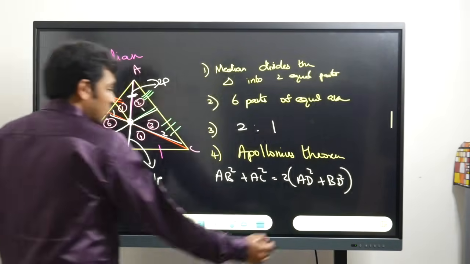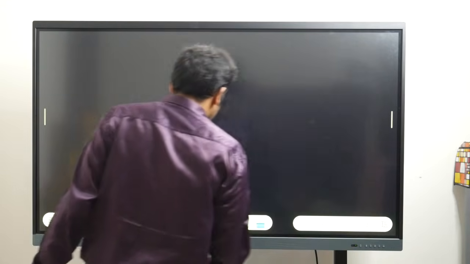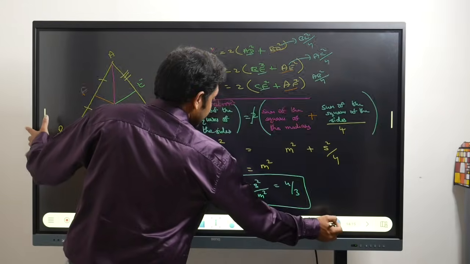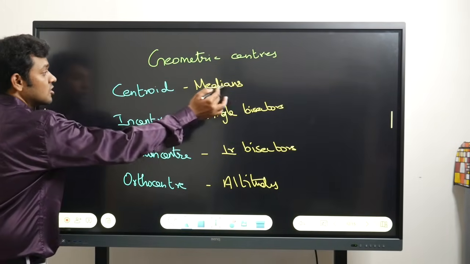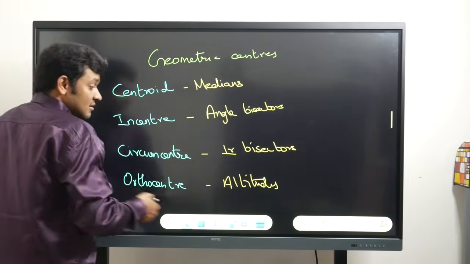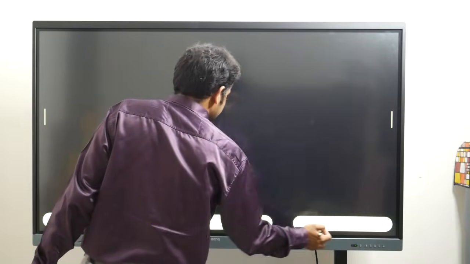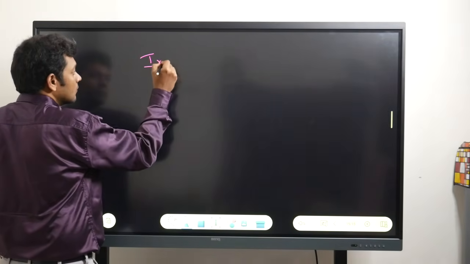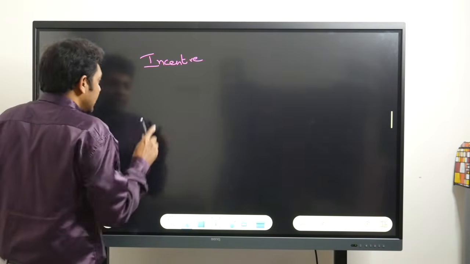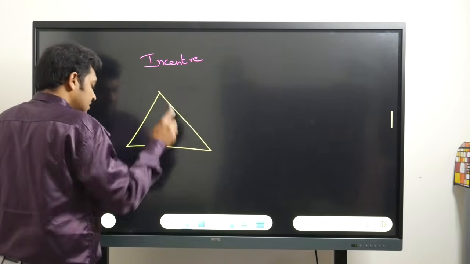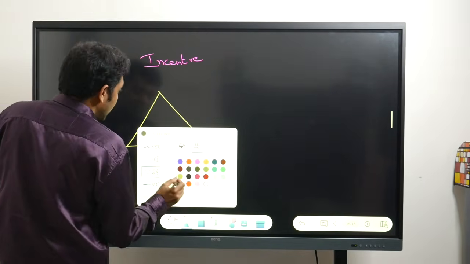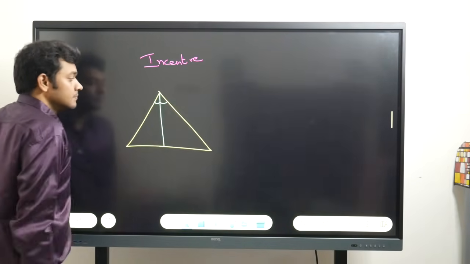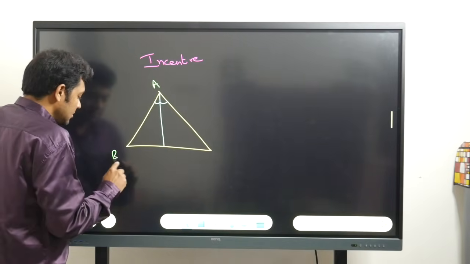Centroid. Now let's go to the next geometric center, which is the intersection of the angle bisectors, the Incentre. So the intersection of the medians is the centroid, and the intersection of the angle bisectors is the Incentre. Let's go to the Incentre now. Let's take a triangle. What is an angle bisector? You bisect this angle, so these two angles are equal.